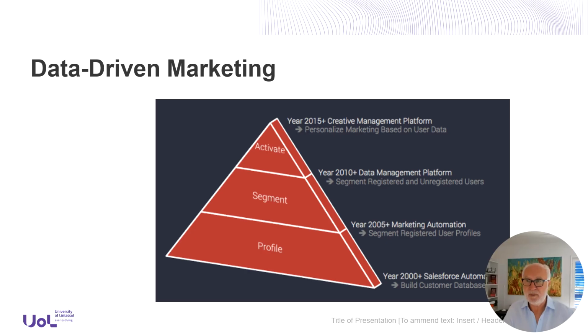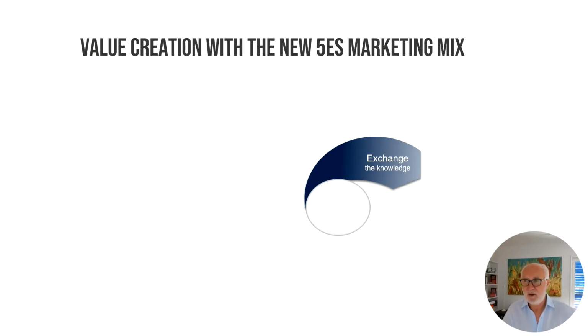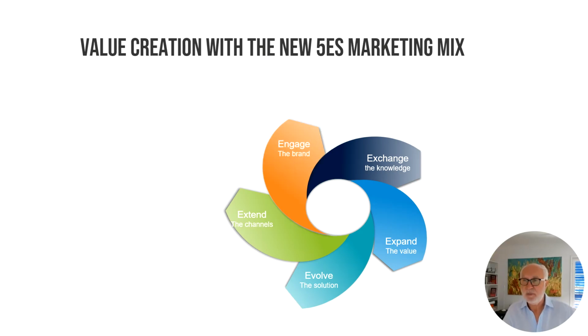This is just a hint, there's more to come, but that pyramid gives you an opportunity to see where we are now, and we are in the Create Management Platform area where you activate this one. Well, the value creation, as I said, with the 5 E's networks is really important because exchanging the knowledge gives the basis for more interaction with the customer. Expand the value gives the customer a reason to come back. Evolve the solution brings more satisfaction and more new customers, and extend the channels enters the new way. And as I said, the brand is now very important. There are almost no offerings today without a brand, and therefore the 5 E's is the new model for the marketing mix in the future. And I would like you to apply that in your work.